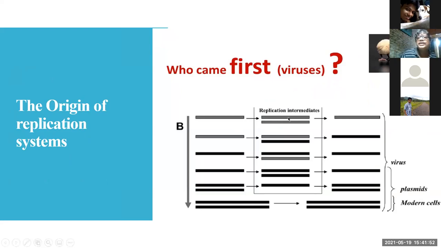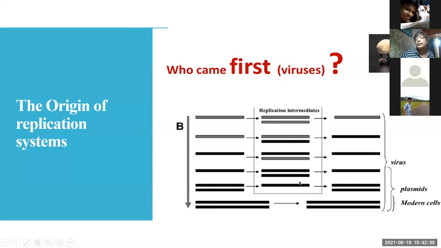For example, if you look at the viral world, including plasmids, you will find various kinds of replication intermediates. The black ones are DNA, the gray ones are RNA. For example, you can have single-stranded RNA to double-stranded RNA to single-stranded RNA. You can have DNA to DNA-RNA hybrid and so on. You can have RNA to DNA. So you can see that viruses have so many different mechanisms to replicate their genetic material, whereas cells have only one type of mechanism, that is, double-stranded DNA to double-stranded DNA.